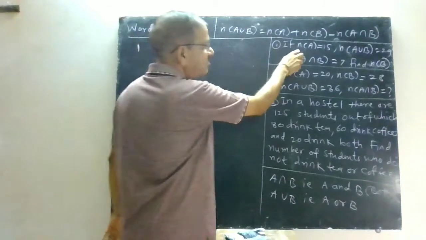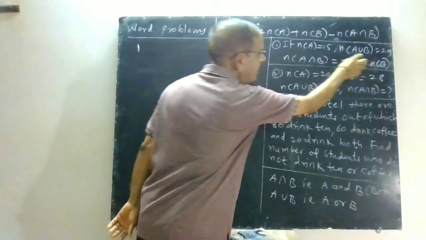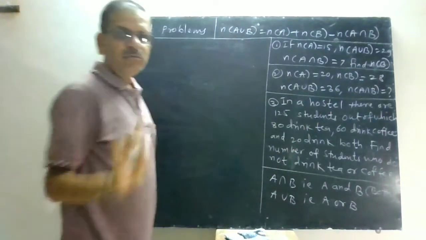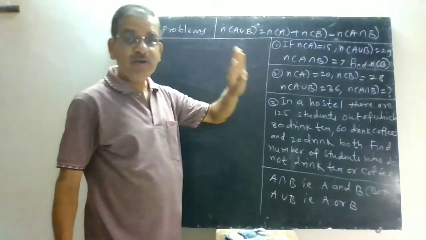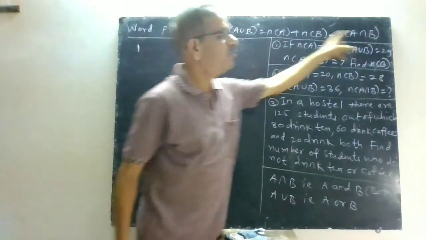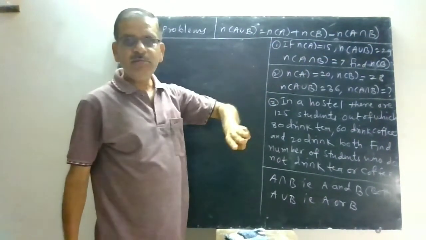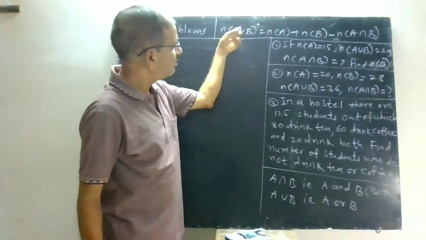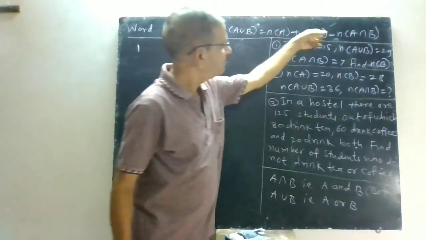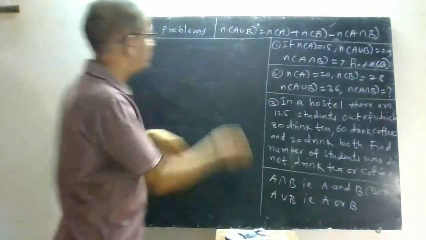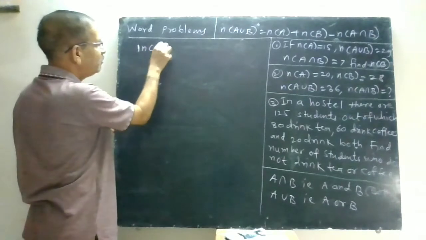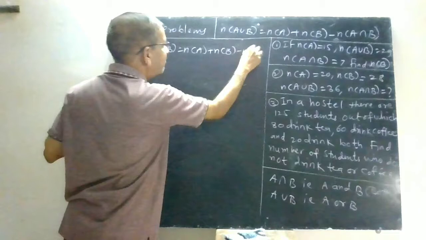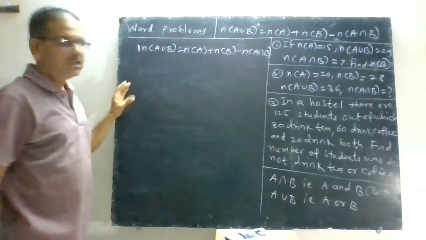Now see this problem: n of A is 15, n of A union B is 29, n of A intersection B is 7, and you have to find n of B. The problems can be of four types for this formula because there are four things. If any three of those four are given, then you can find the remaining one. So let us write down that formula: n of A union B is equal to n of A plus n of B minus n of A intersection B, and just put the values that are given to you.